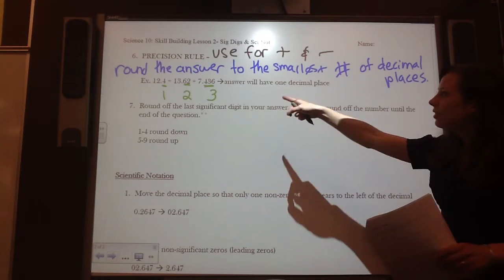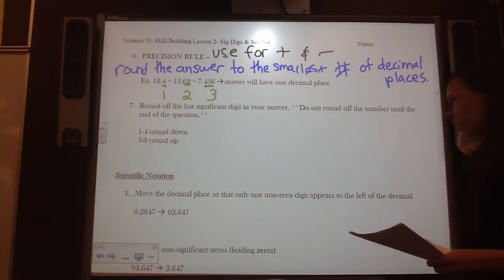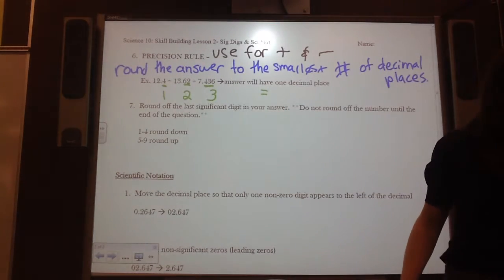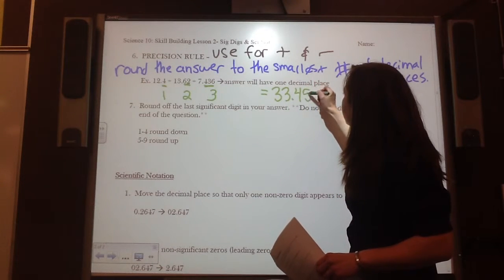All right, so let's figure that out. Where are your calculators? You guys will need them. If you have them, pull them out of your binders right now. So this is equal to 33.456.